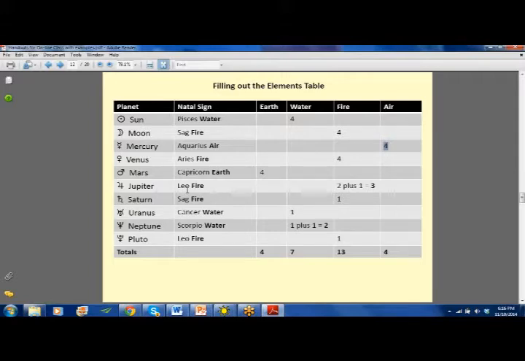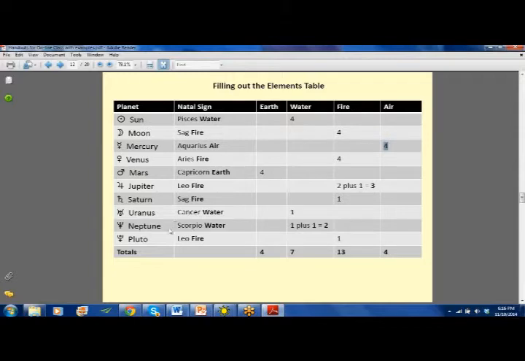2 points, and then if it's in its own element, Jupiter is fire, if it's in its own element, you add a point. If it's in its own sign, which is Sagittarius, you would add another point. I have Jupiter in Leo, so it's in fire, so I gave it 2 points for being in fire, and then I added a point because it's in its element, and so that would give it 3 points.